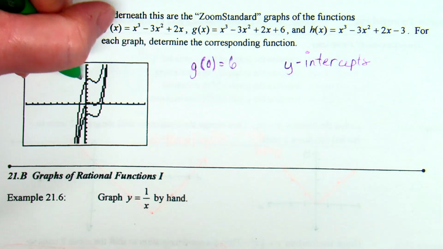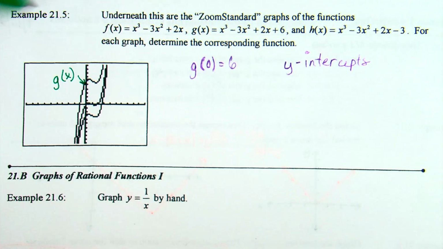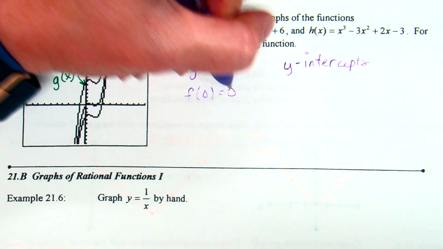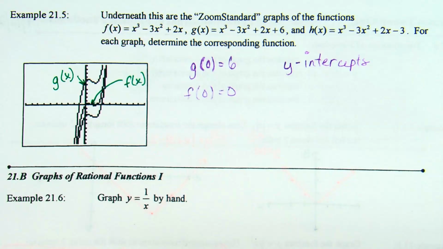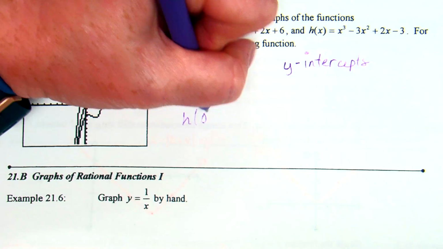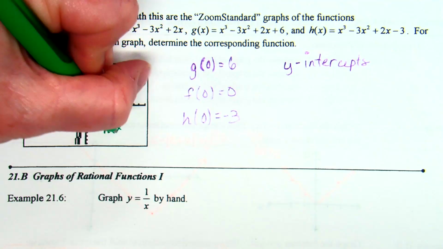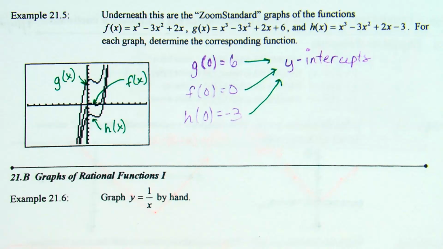So this graph right here is g of x. If you put in 0 to f, you get 0 out. So this middle graph in here is f of x. And lastly, if you put in 0 for h, you get -3. And so this bottom graph is h of x. Now the key thing you just did, whether you knew it or not, was your y-intercepts.